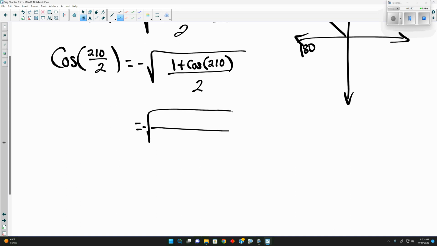Negative square root over 2. Now at this point here, we can use the unit circle to see what cosine of 210 degrees is. And that's going to be negative square root 3 over 2. Okay. Any questions on this so far?